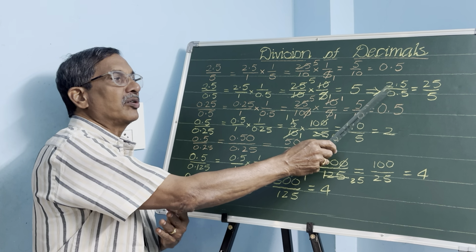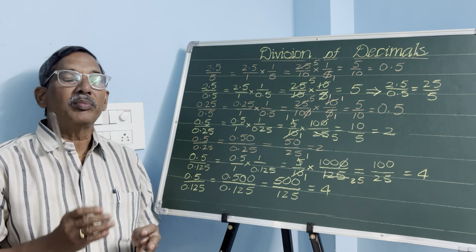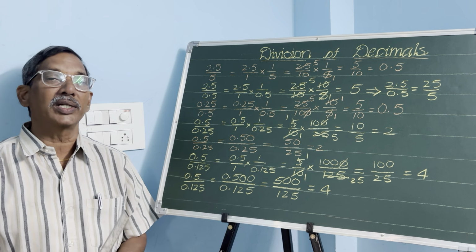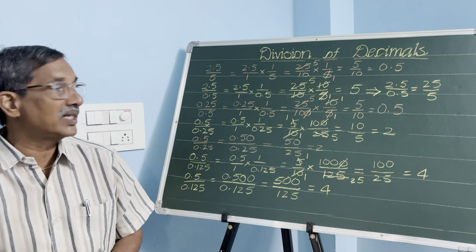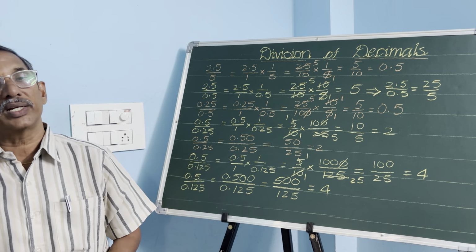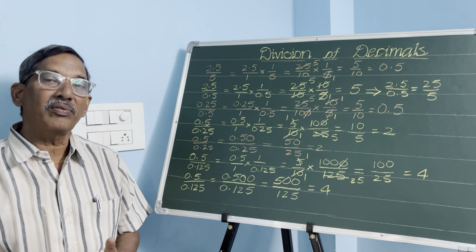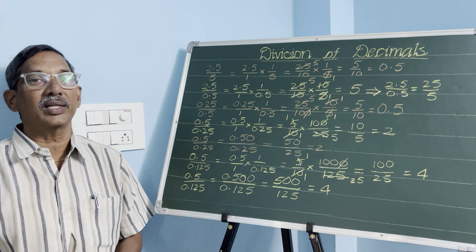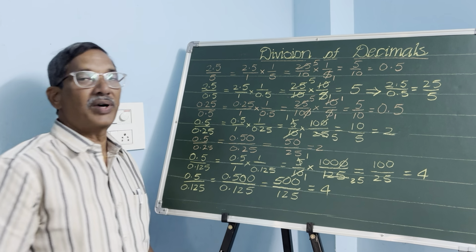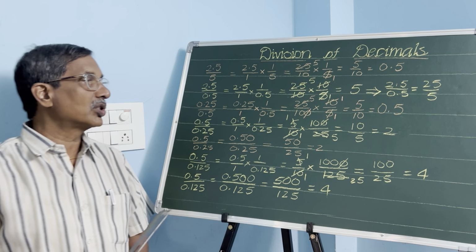So 2.5 divided by 0.5, what do we get as quotient? 5. So it means that if the numerator and the denominator have an equal number of decimal points, you can ignore them. They are neutralized. See here, in the denominator it is 10, and in the numerator it is 10, so 10 and 10 are cancelled. In the same way, equal numbers of decimals in the numerator and the denominator are cancelled, and 2.5 by 0.5 is the same as 25 by 5. That gives the quotient 5.